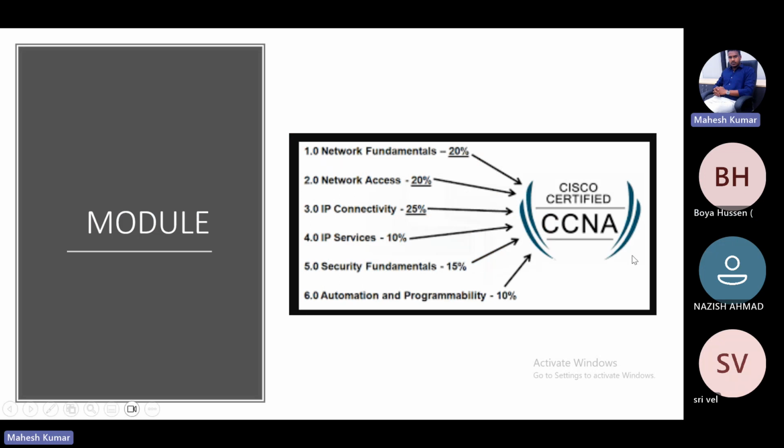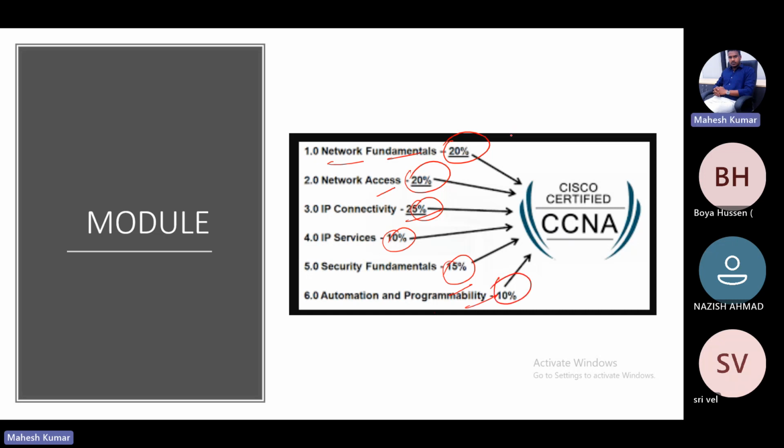Whenever you go for the global certification, 20% of the questions will come under network fundamentals, and 20% under network access. 25% will come under IP connectivity, 10% about IP services, security fundamentals about 15%, and automation and programmability around 10%.